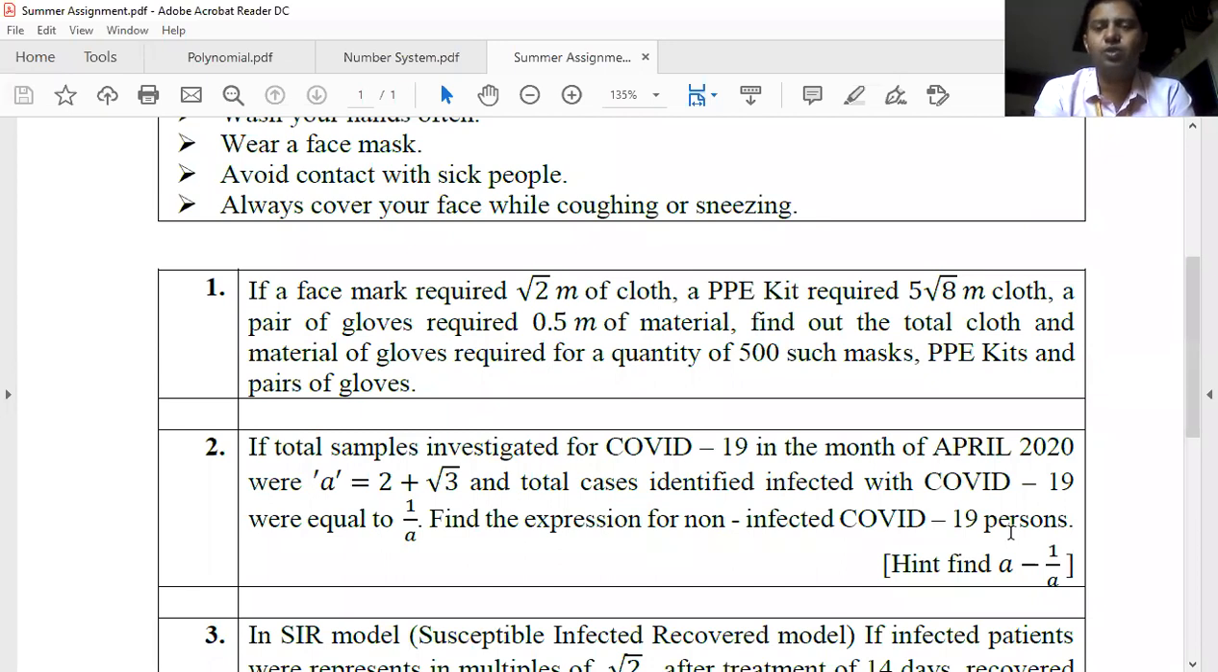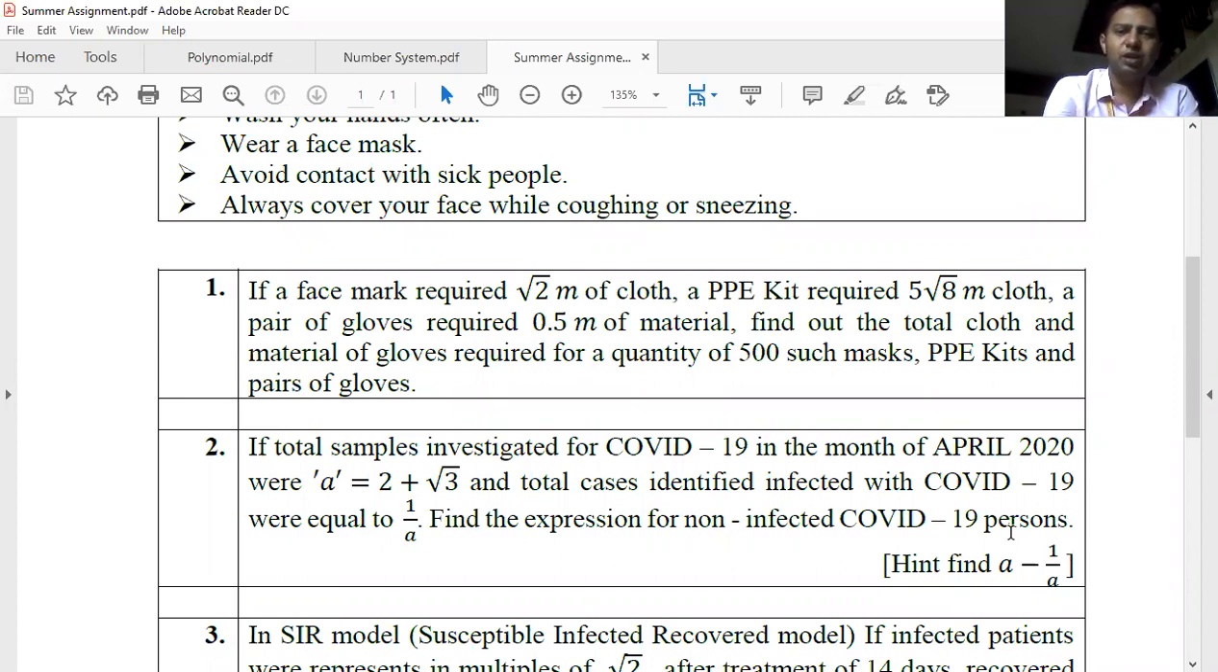So what we are going to do is add root 2 and 5 root 8. 5 root 8 is nothing but 10 root 2. So it will be 11 root 2 total. We'll multiply it by 500 to find out the total quantity of cloth, and we'll multiply by 0.5 meters to find out the total material of gloves. This is a very simple question.